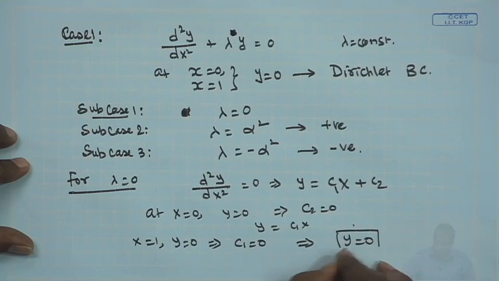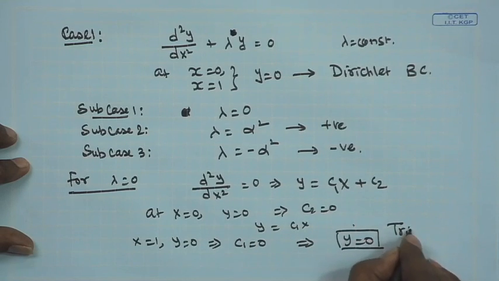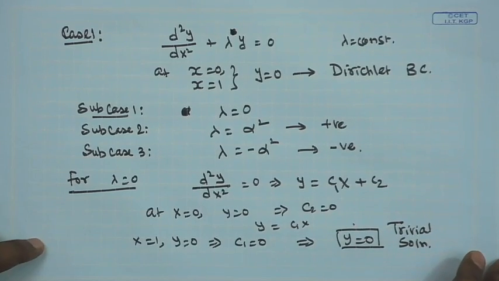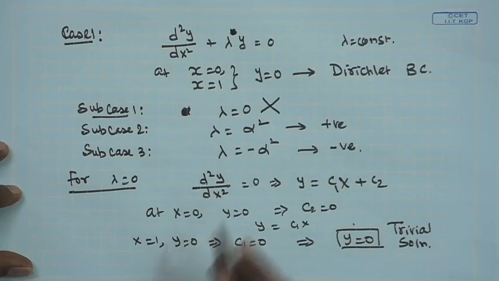So, this gives you a trivial solution, and a trivial solution is not accepted. So, the sub case is not tenable, it is not agreeable. Therefore, lambda cannot be equal to 0. Sub case 1 is ruled out. Next, let us look into the other one, where lambda is negative, sub case 3.